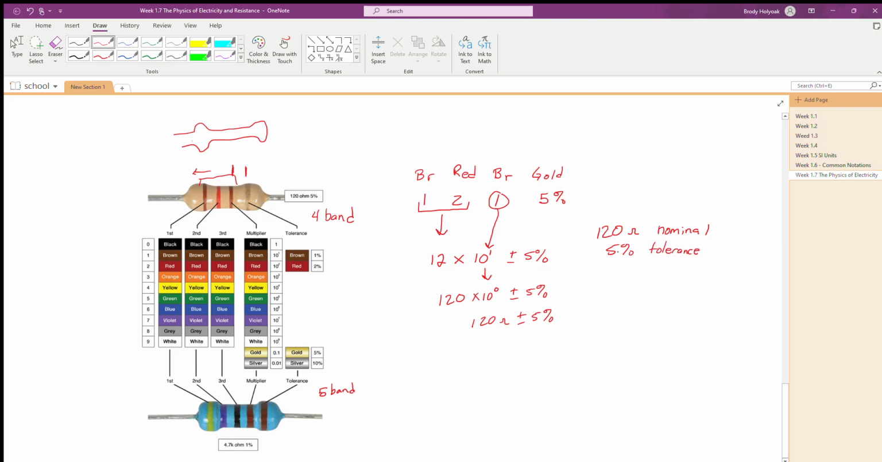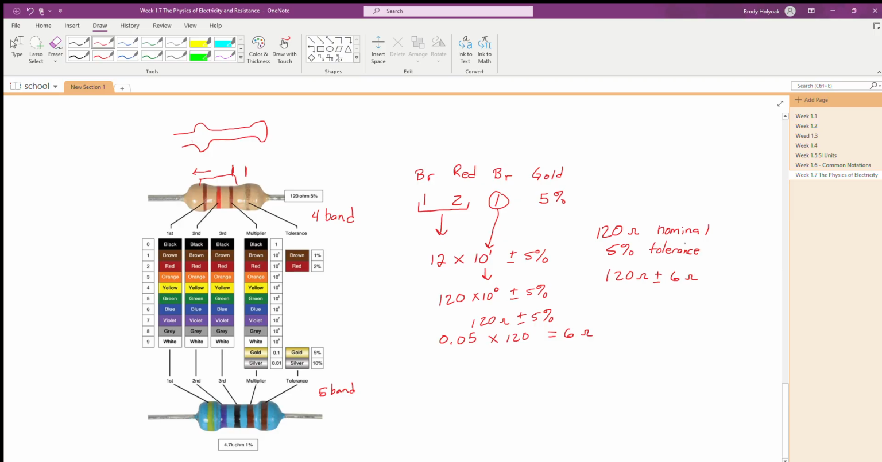So we need to take this percent and turn it into numeric form. So what I'm going to do is take my 5%. So I'm going to take 0.05 and I'm going to times that by 120. So 120 times 0.05 is equal to 6 ohms. So that means my value is 120 ohms plus or minus 6 ohms.